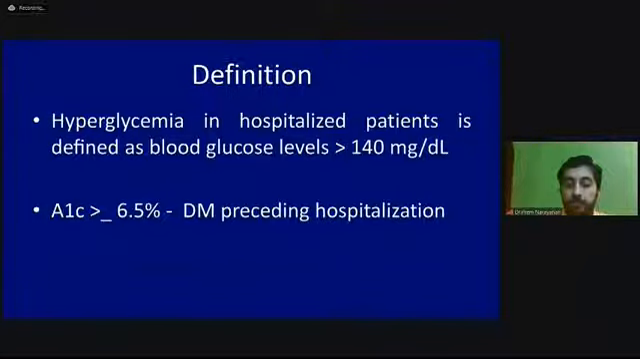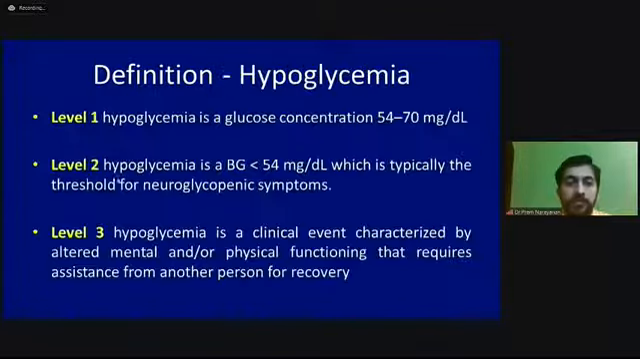Now, the definition of hyperglycemia in the hospital setting from the ADA: it is defined as a blood glucose level more than 140 milligram per deciliter, and A1C more than 6.5% is considered to be diabetes mellitus in the patient preceding the hospitalization itself.